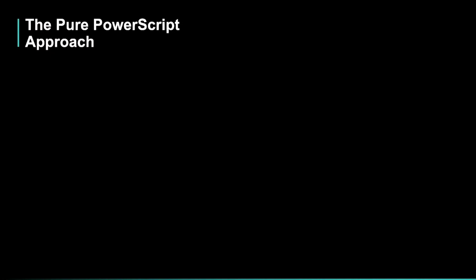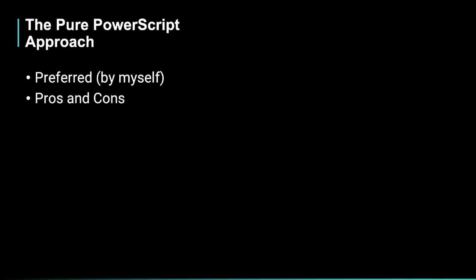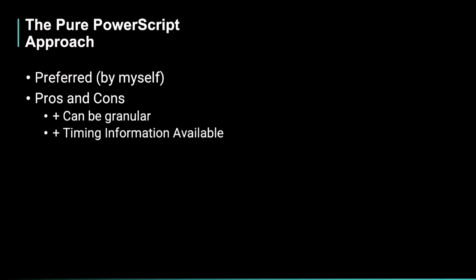And the next approach that we will talk about is the pure PowerScript approach. It's the one preferred by myself in that I believe it provides a better level of control by the developer. Yes, it's nice in some scenarios to have the user be able to define when the trace begins and ends, but again, we're trying to catch the application in the act, so to speak, of anomalous behavior. So again, this preferential treatment is just my own personal preference. The pros and cons of this approach: it can be as granular as the developer wishes it to be. The timing information is available in the output.